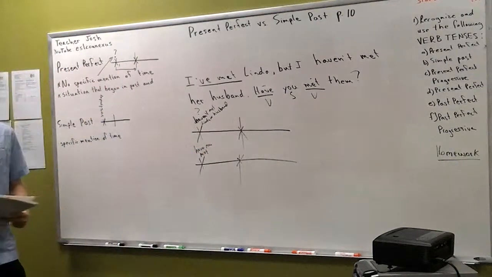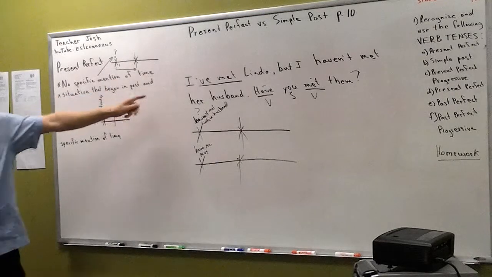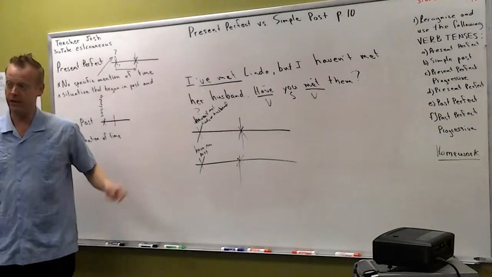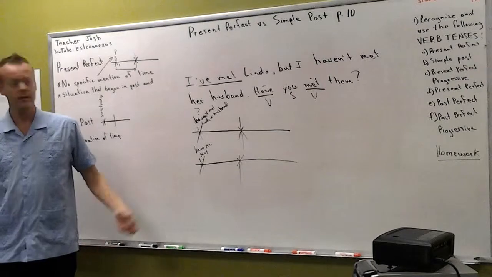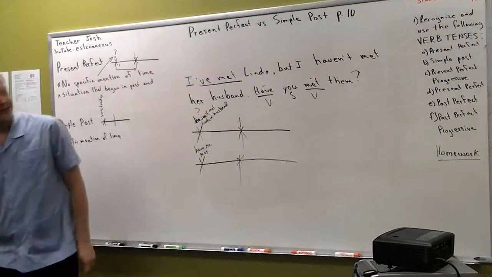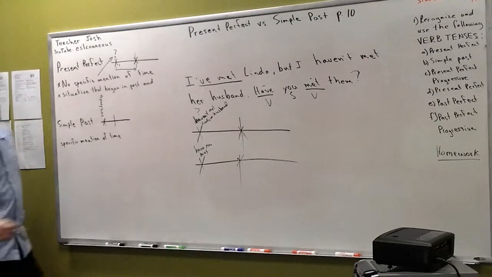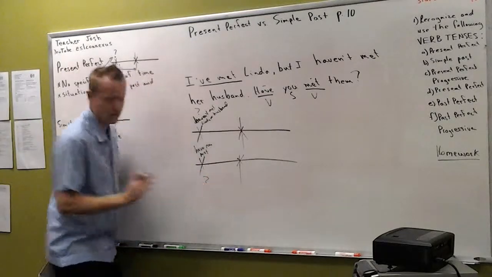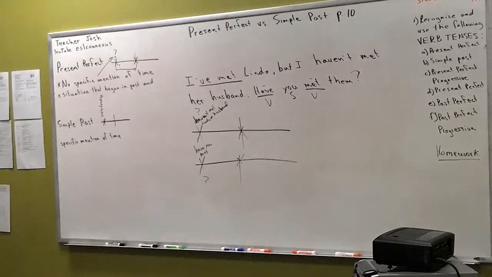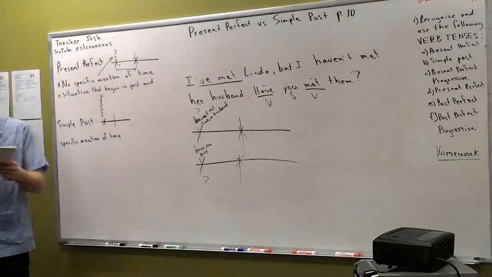So I have three different things going on. I've never met Linda. I have never met her husband. Have you ever met her husband? And they're all present perfect. And the truth is, that question is open-ended. It means at any time in the past, have you ever met them? See what I'm saying? I didn't say when in the past. It doesn't matter, because I just want to know at any time. Are you okay? All right.